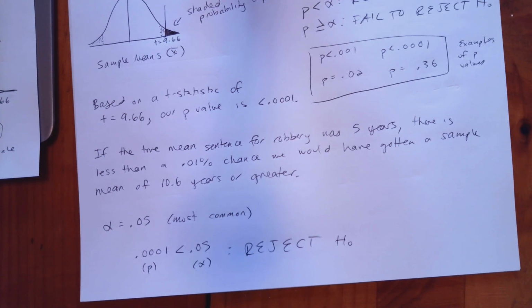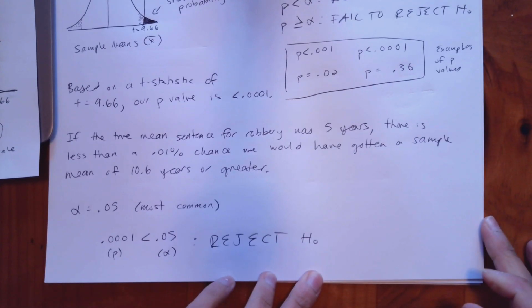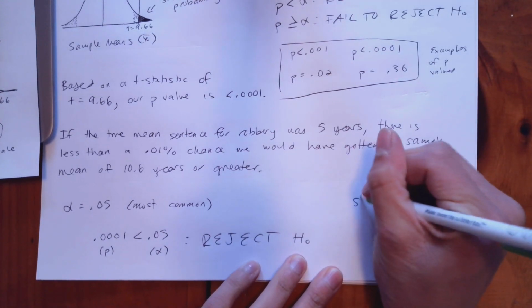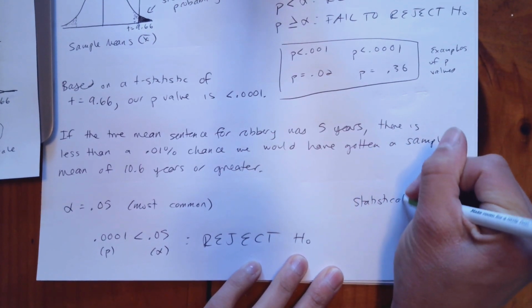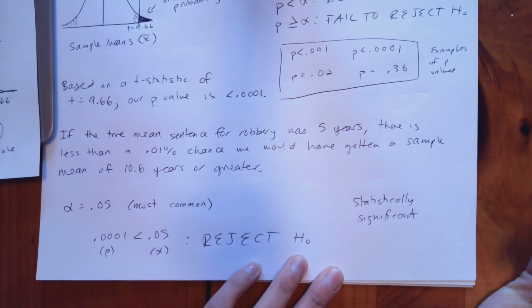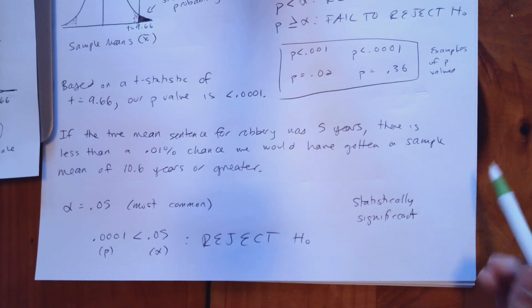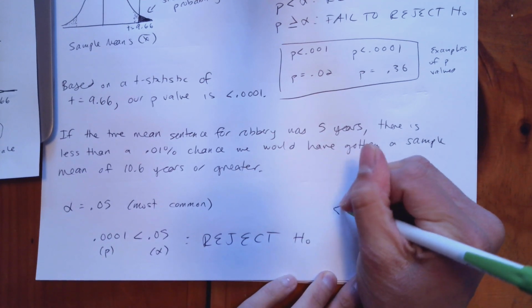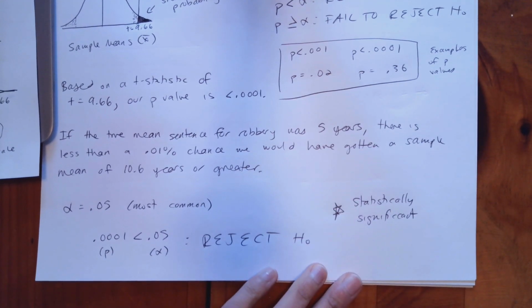Finally, one other thing. When you reject the null hypothesis, another way that you can say it is that your finding was statistically significant. So in other words, you'd say that the difference between your sample and the population value you're looking at was statistically significant. And so this is what statistical significance actually means.